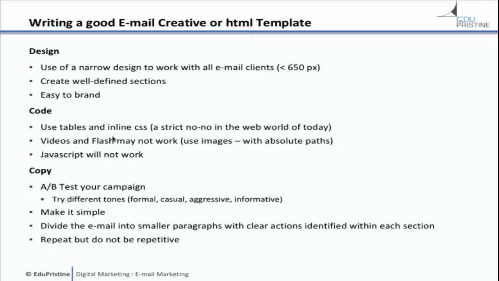So how do you write a good email creative or HTML template? This is the way it should be. Design: use a narrow design to work with all email clients. The width should be less than 650 pixels, because if it's above that, they will have to scroll on the right hand side, which is not a very good experience. Create well-defined sections. If you look at all of these templates, they have very well-defined sections to tell the user what this particular segment belongs to. Okay, and easy to brand.